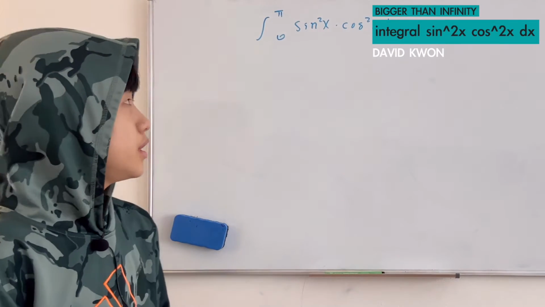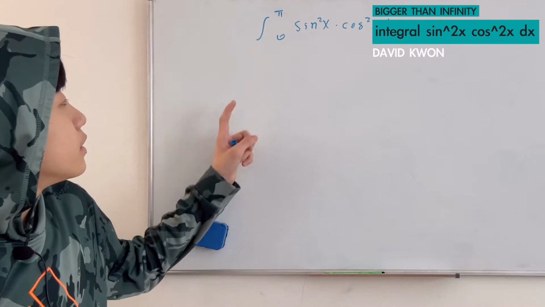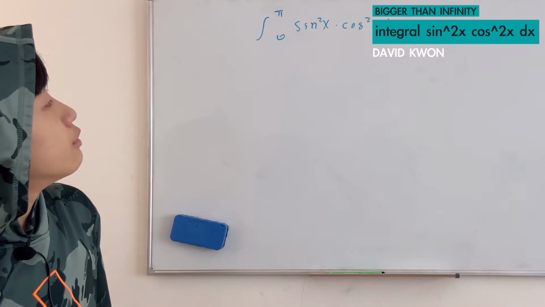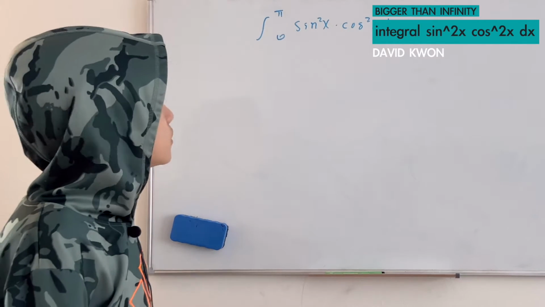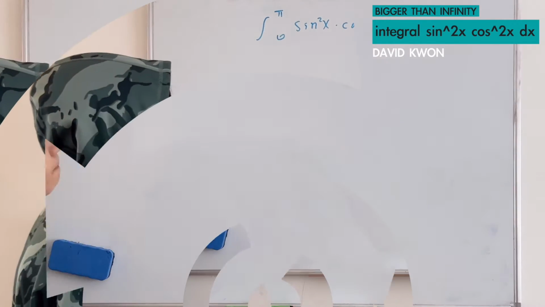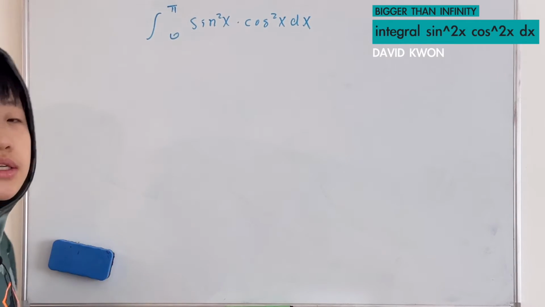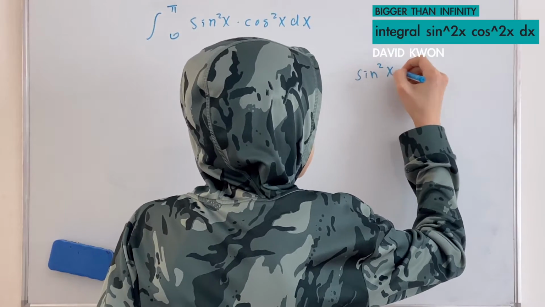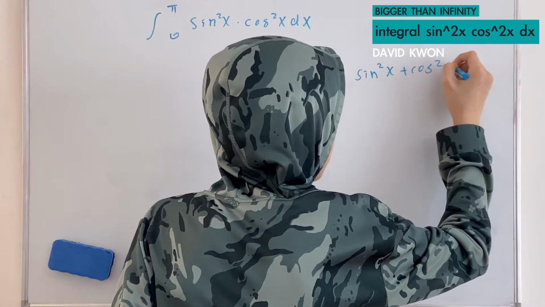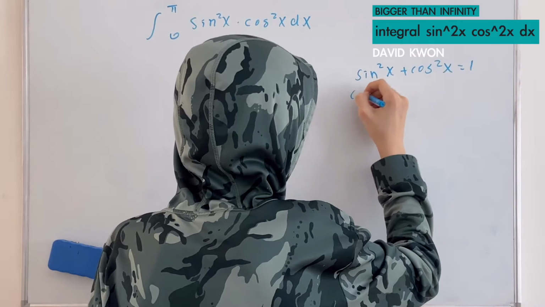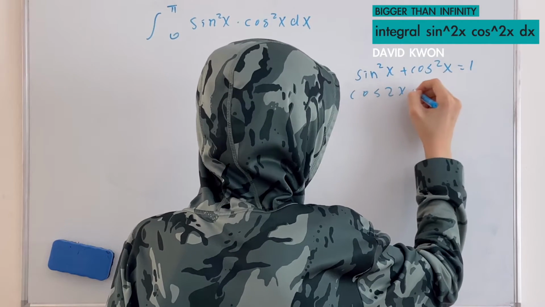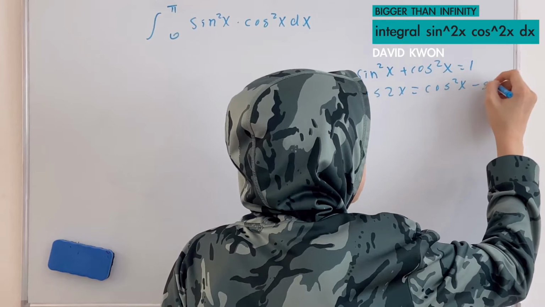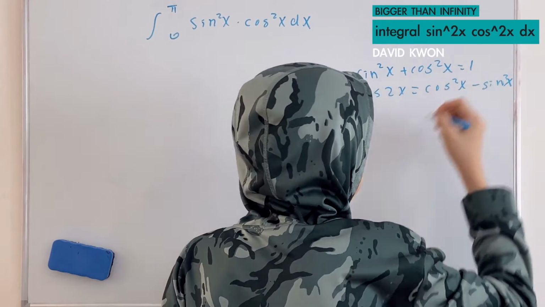Hello everyone, and today we are going to find our answer for the integral from pi to 0 of sine squared x times cosine squared x dx. To do this, you guys should know that sine squared x plus cosine squared x is equal to 1, and cosine 2x is equal to cosine squared x minus sine squared x.